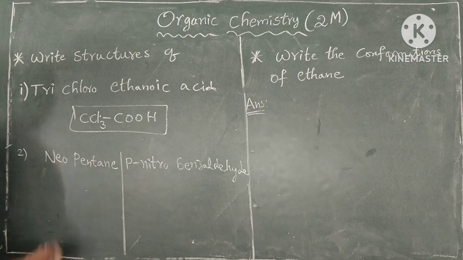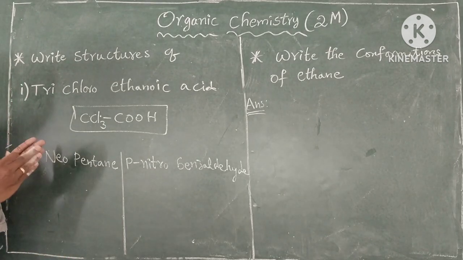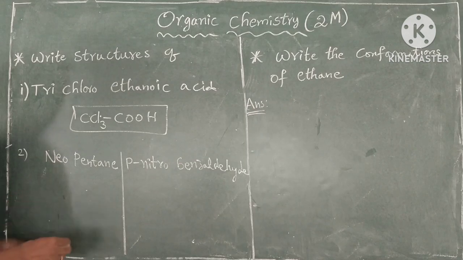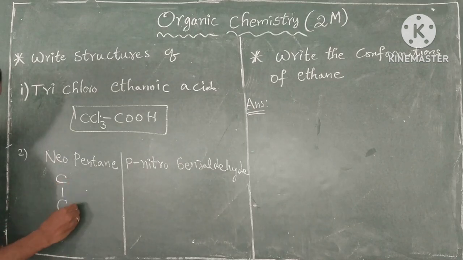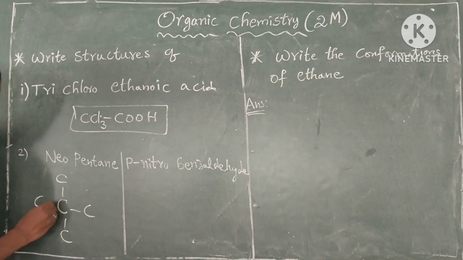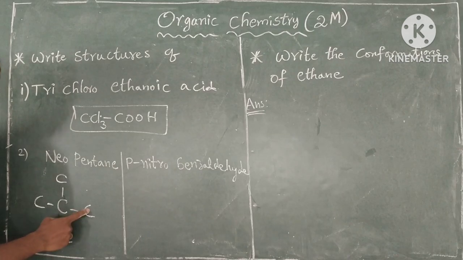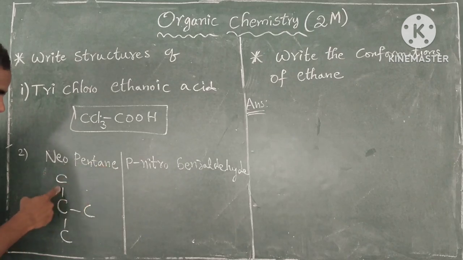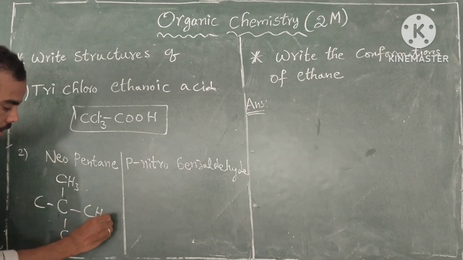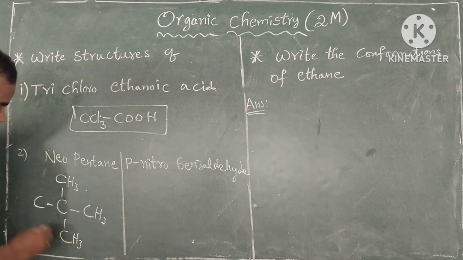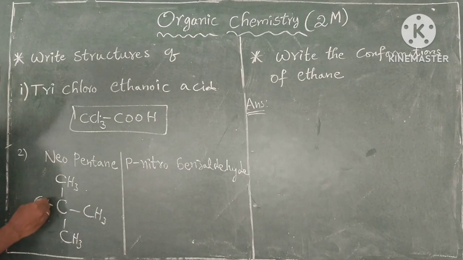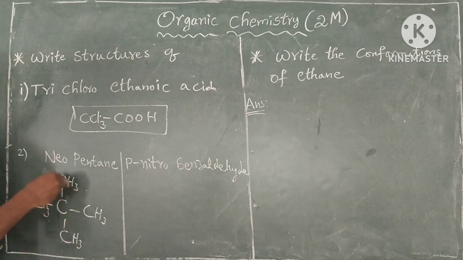So next, neopentane. Very easy. Pentane means 5 carbon atoms. Neo means 1 carbon is surrounded by 4 carbon atoms. So that means C, C, C, C, C: 1, 2, 3, 4, 5. 5 carbon atoms, all single bonds, ane. The remaining are 3 hydrogens, because carbon valence is 4. So C(CH3)4, that is neopentane.